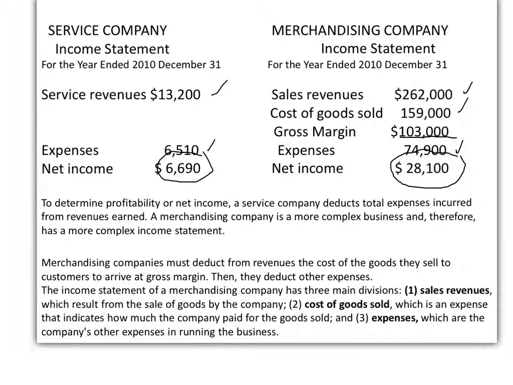So you see, an income statement for a merchandise company has 3 main divisions. 1, the sales revenue area. 2, the cost of goods sold. And 3, expenses.